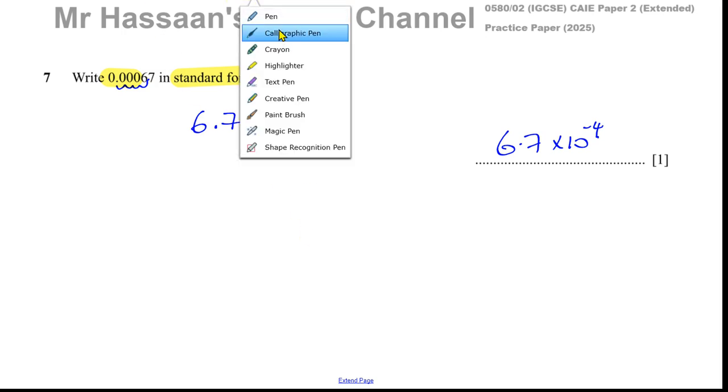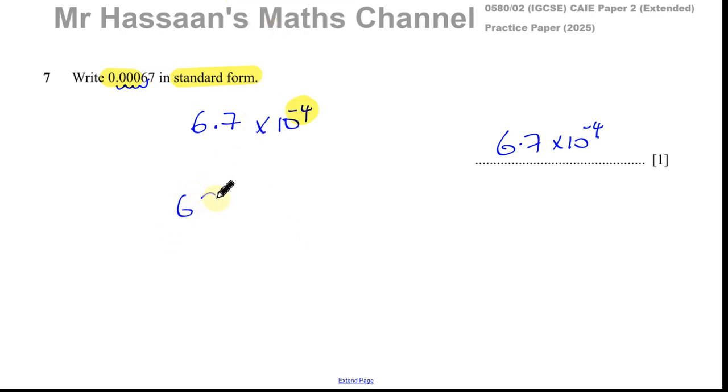Now, if the number was a big number, like for example, supposing it was 67,000, and you want to write this in standard form, then you do the same thing. You'd find the first non-zero number, which is 6. You put 6.7, but this time you'd have to say, okay, I've now moved the decimal point over here, and I want it to end up over there. That's what it was originally. So you have to go 1, 2, 3, 4 spaces forwards. That's if it was a big number.